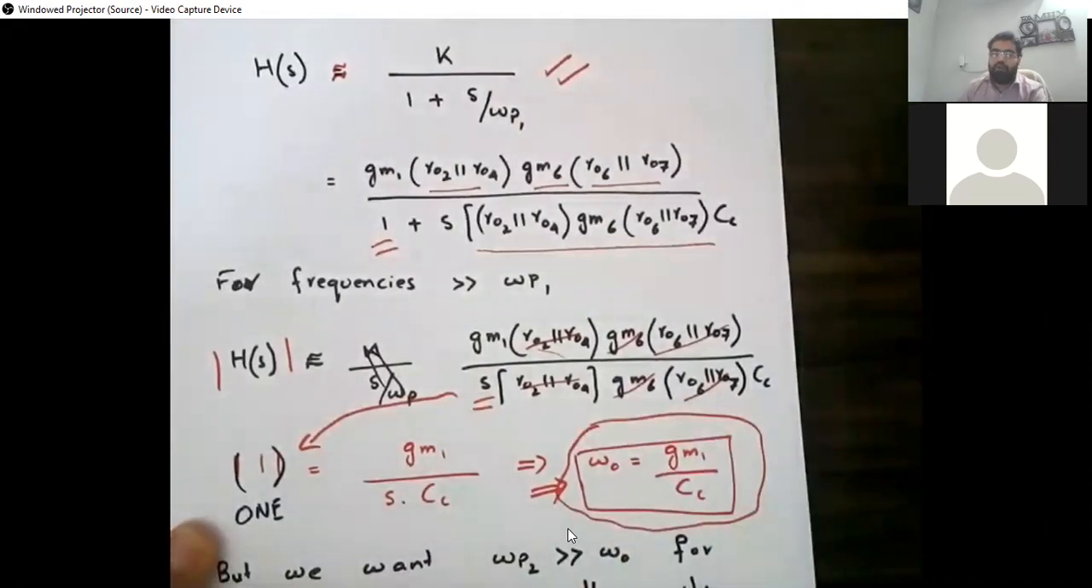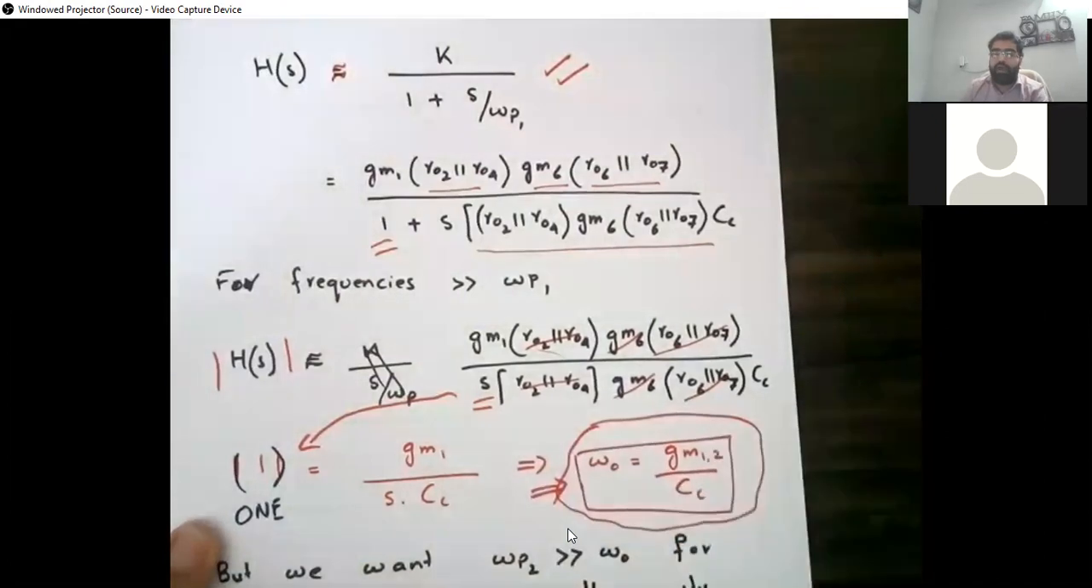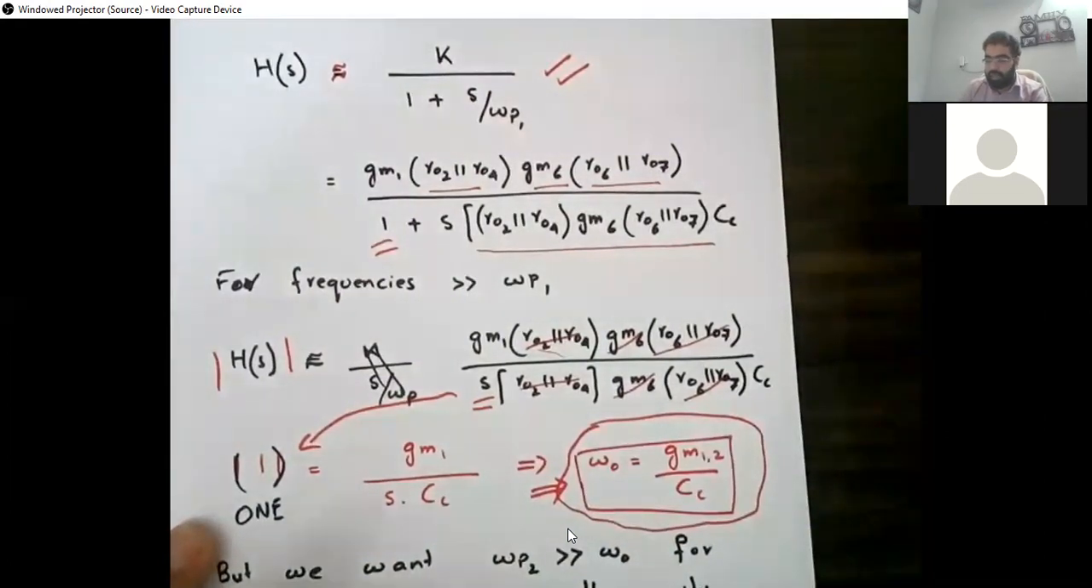So we also found the expression of omega naught which is depending upon the first transistor which was seen by the input, GM1 or GM2. So we can write GM1 over CC, where CC was the compensation capacitor. Okay. So omega naught, the unity gain frequency, is equal to GM1 divided by CC.